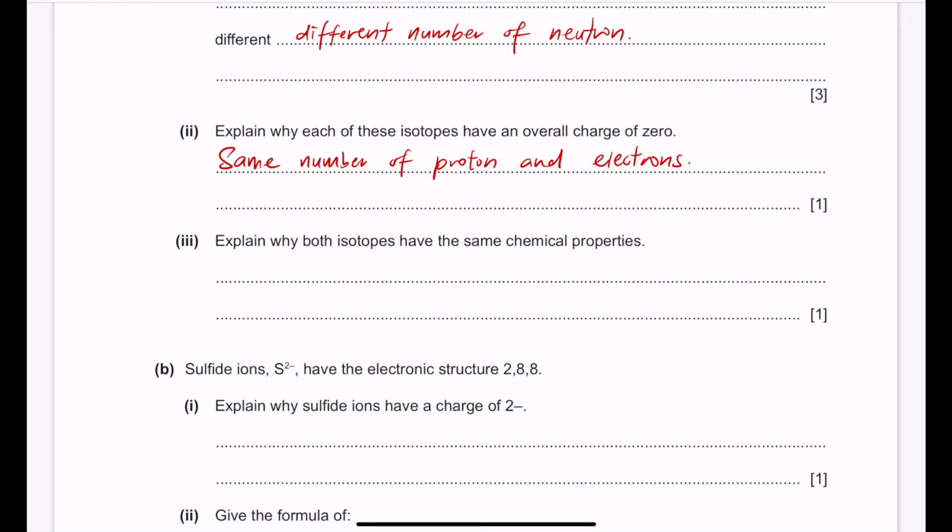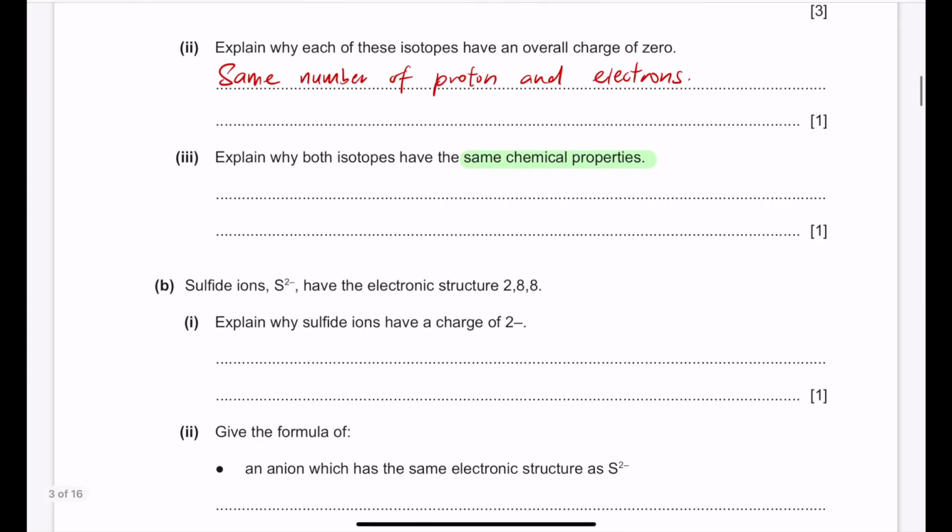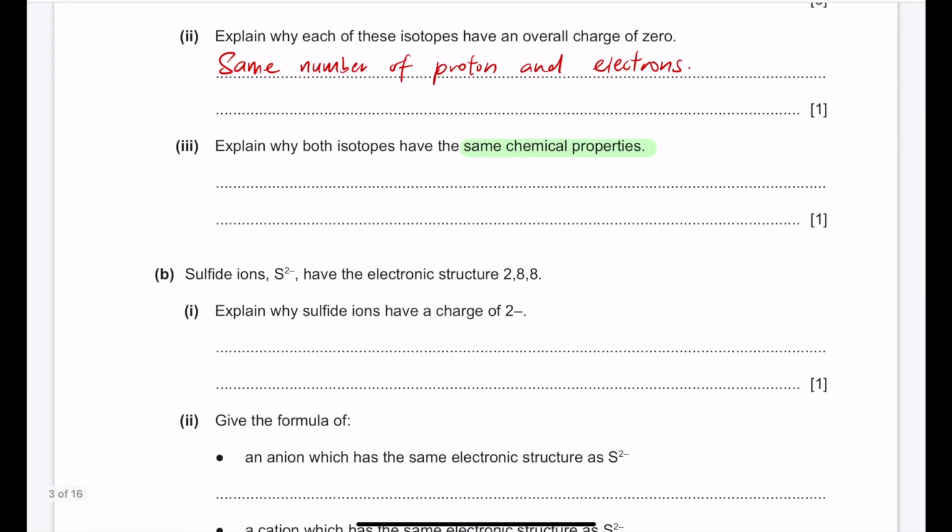So next one, why do they have the same chemical properties? Whenever you see this, the answer is always the same. Elements have the same chemical properties because of having the same numbers of electrons at the outermost electron shell. So same numbers of electrons and outermost electron shell are the keywords. Alright, so these two are the keywords.